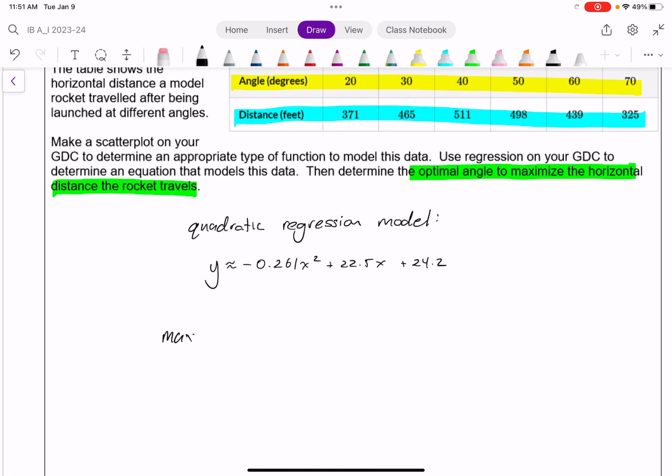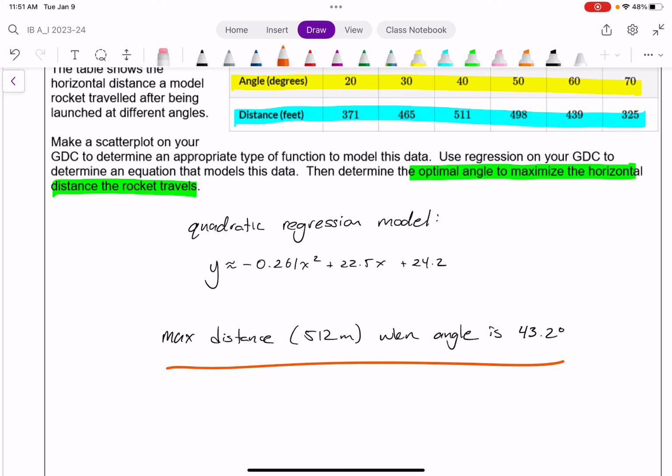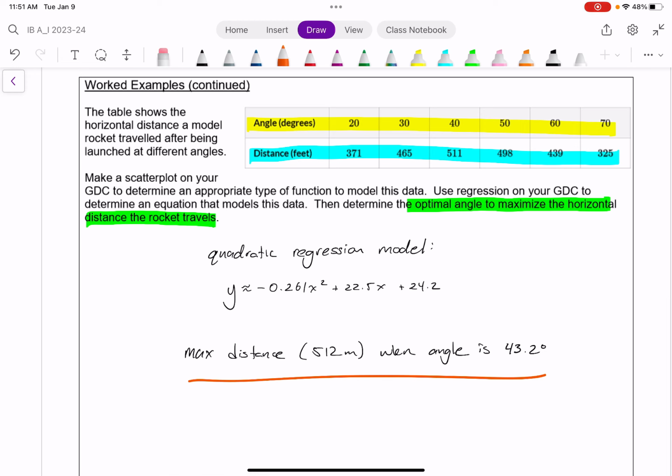So I'll just write this down and then we're done. And keep in mind, if the scatter plot seemed to model a different type of function, I would use a different regression model, but clearly the quadratic model was a good one.